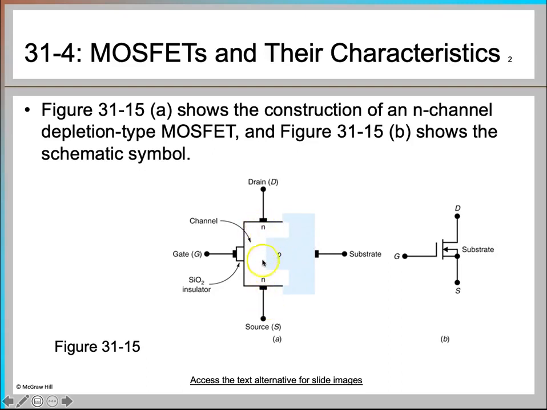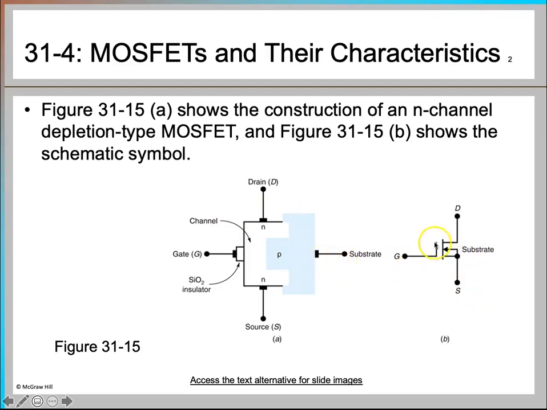And then from the drain to source, you have this N-channel, which is made up of N-type material. And as I said before, the MOSFET has an insulated gate. So that insulation you can see over here. This insulation is between the channel and the gate. So this is the construction of the N-channel type MOSFET, and that's how it looks.